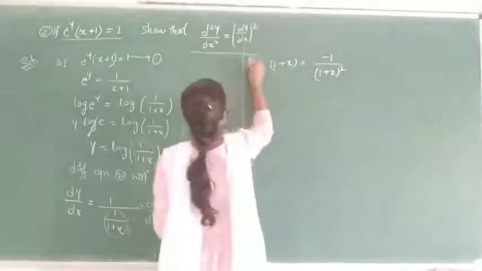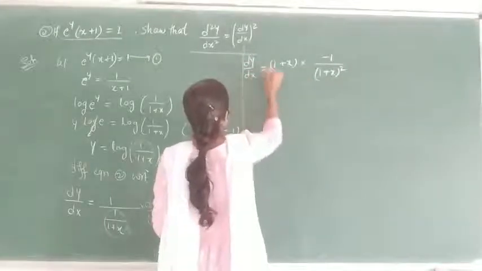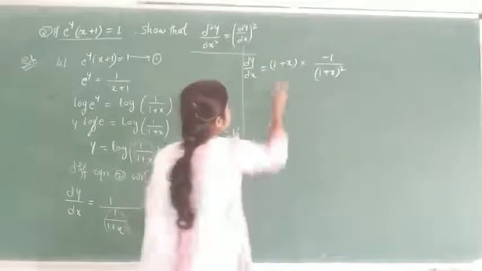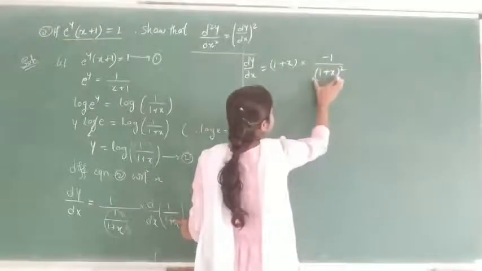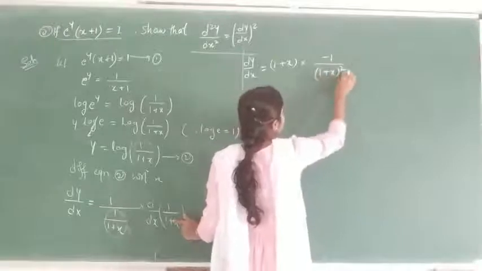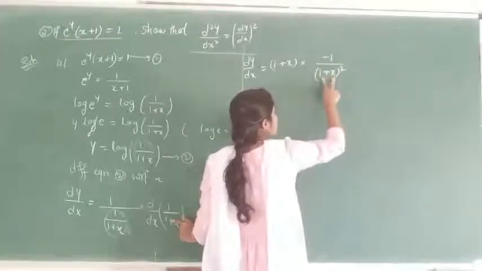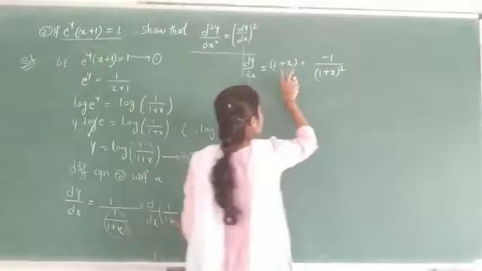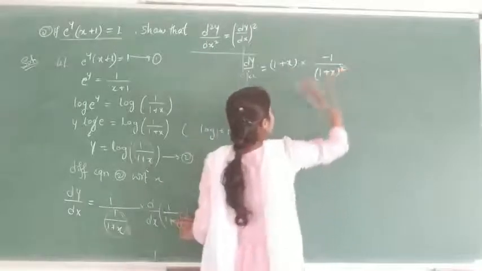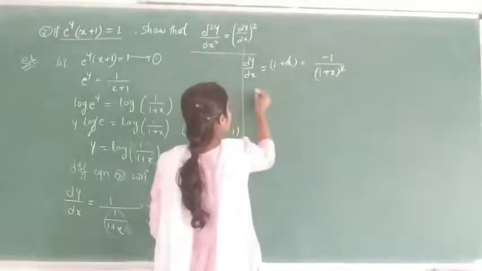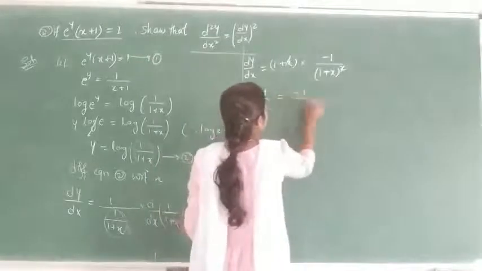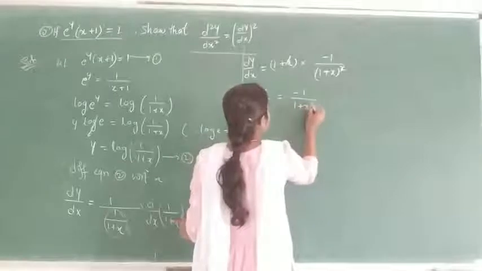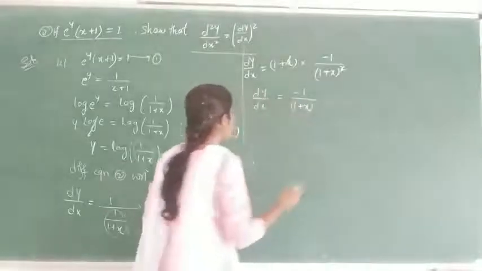So what is this? This is the dy by dx. So we got dy by dx is 1 plus x into minus 1 divided by 1 plus x whole square. See, here we have 2 times 1 plus x in the denominator and here we have 1 time 1 plus x, so 1 plus x and 1 plus x get cancelled. So dy by dx will be minus 1 divided by 1 plus x. So now what we have to do?